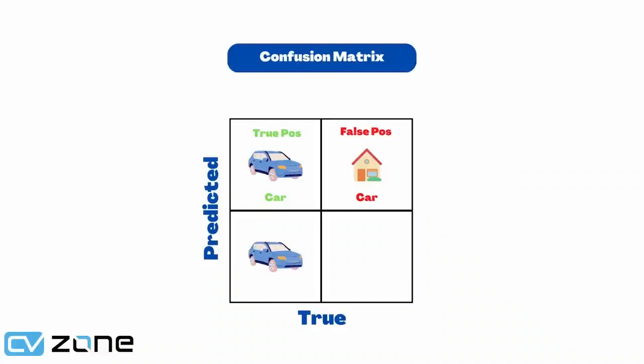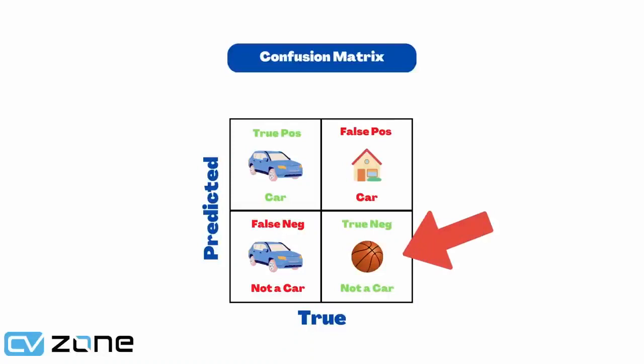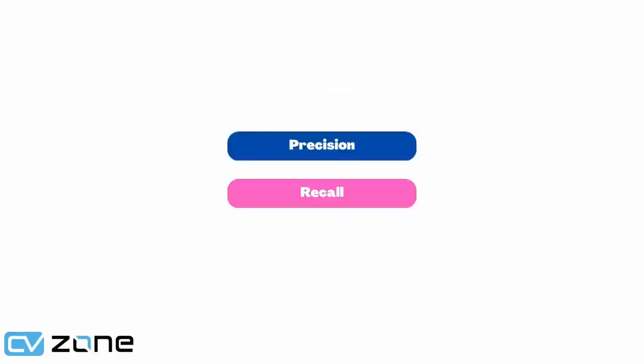In the third cell, the actual class is a car, but the model predicted it as not a car, so it's a false negative. In the last cell, the actual class is ball, and the model predicted it as not a car, so it's a true negative. This value corresponds to not predicting a bounding box and is usually the background, so it is not used in the metrics calculations. Using these values, we can calculate the precision and the recall.